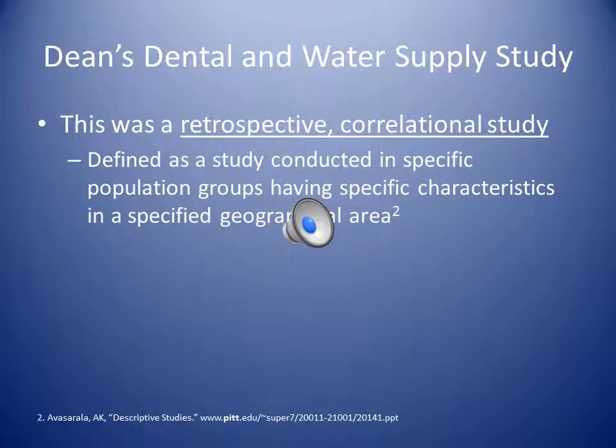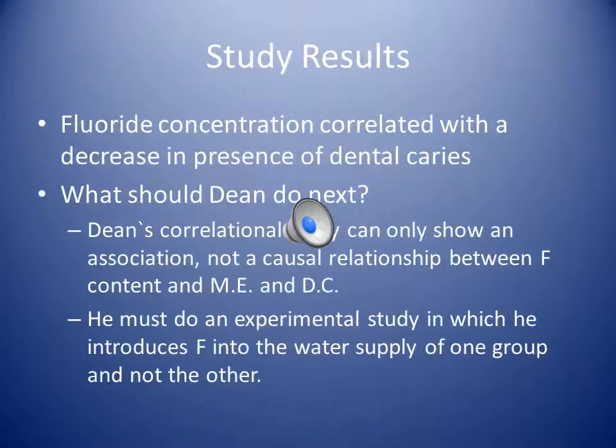For Dean's study, he did a retrospective correlational study, and this is defined as a study conducted in specific population groups having specific characteristics in a specified geographical area. Dean's findings from the study were that fluoride concentration correlated with a decrease in presence of dental caries. The next logical step for Dean is to perform an experimental study. The retrospective study only shows an association, not a causal relationship between fluoride in drinking water and dental caries.